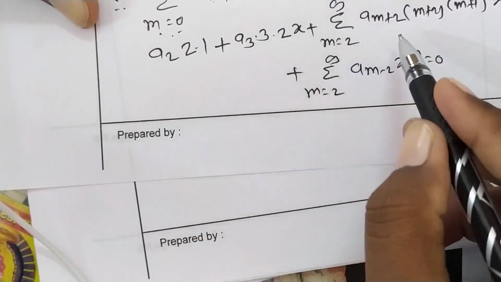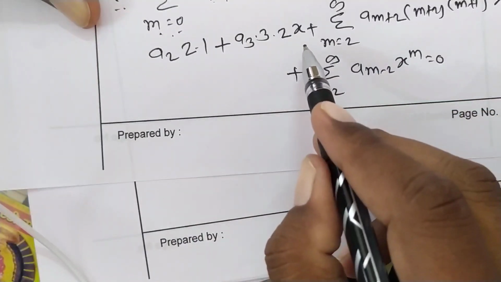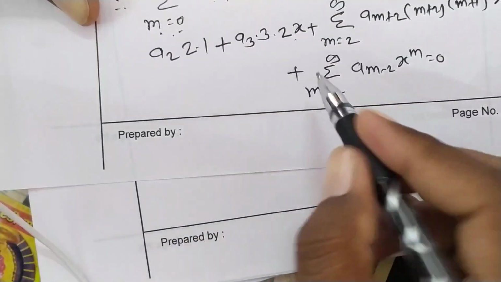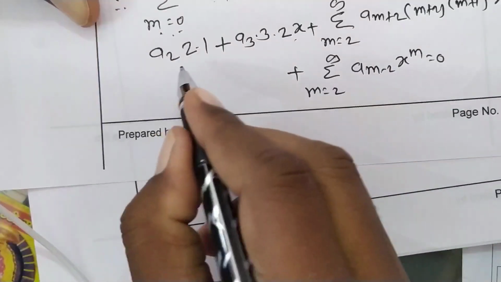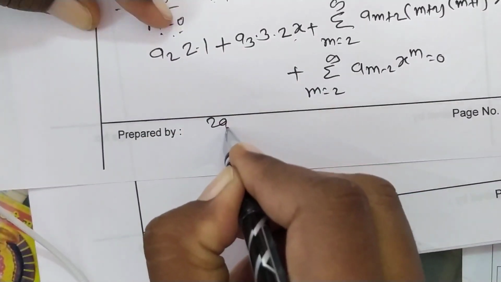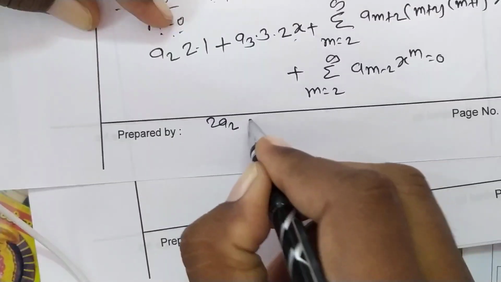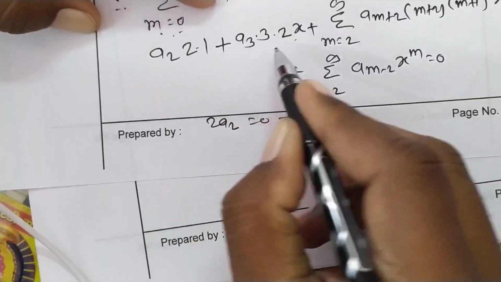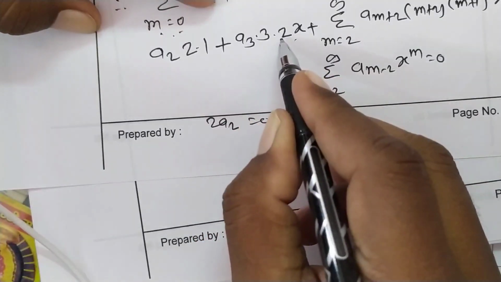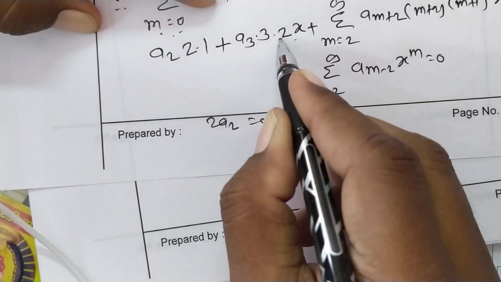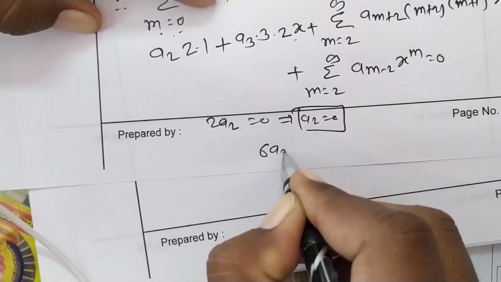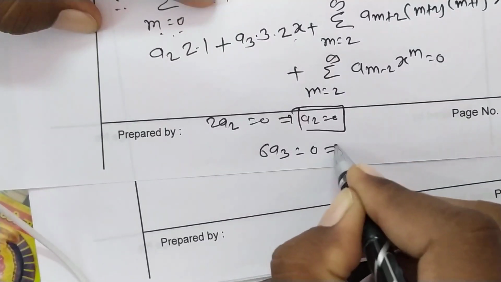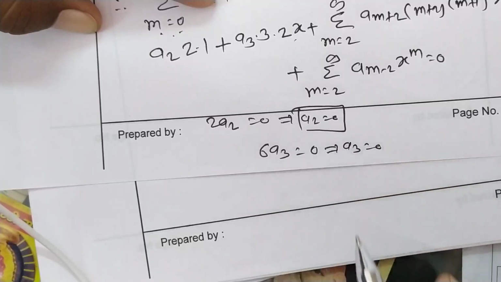Now observe this carefully. If we equate coefficient of x to the power m and constant term from LHS and RHS, or we can combine these two series as it is. Here constant term is 2a2, in RHS 0, so 2a2 equal to 0 means the value of a2 is 0 from this. Then equate the coefficient of x. In LHS coefficient of x is 3 into 2, 6, that is 6a3. In RHS x is not there, so equate with 0, so this implies a3 equal to 0.